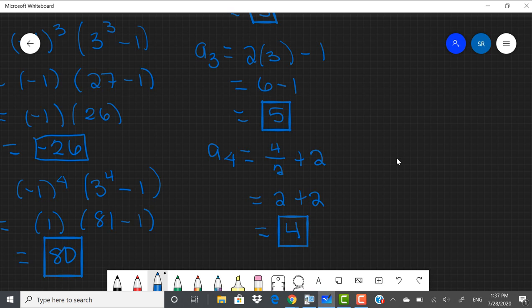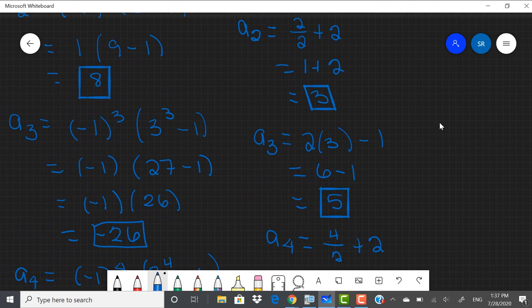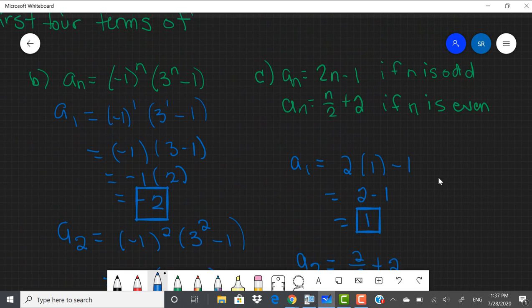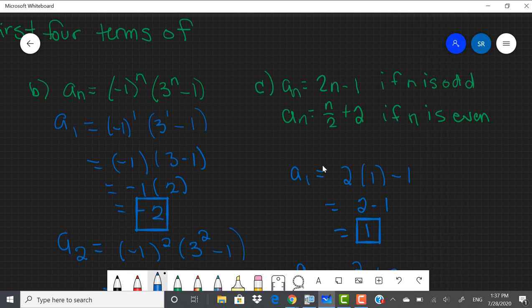Okay? So this is how we find terms of our sequences. So just be careful with negatives and positives and choosing the correct equation for your n. And that's it for this video.